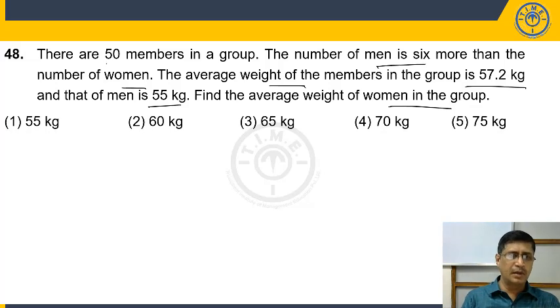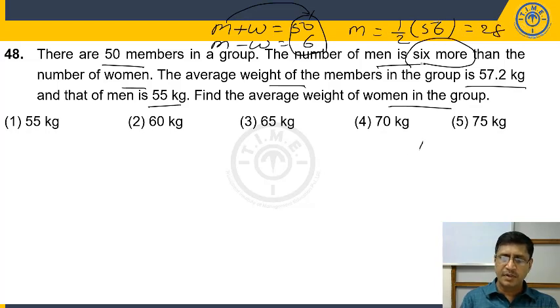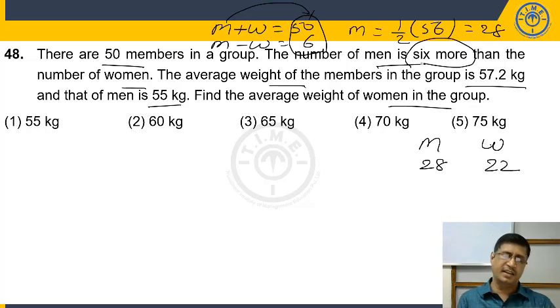So total 50 members are there. The gap between the men and the women is 6. So what is given here? Simply M plus W is equal to 50. M minus W is equal to 6. How many are men? Men is equal to half of the sum of these two values. So what is half of the sum of these two values? It is 28. Means the number of men is 28. How many women? 22 women are there.